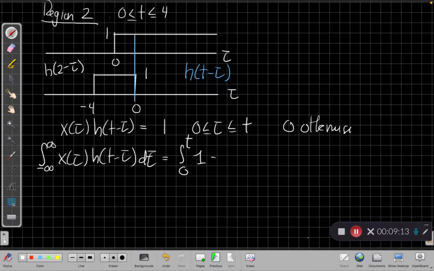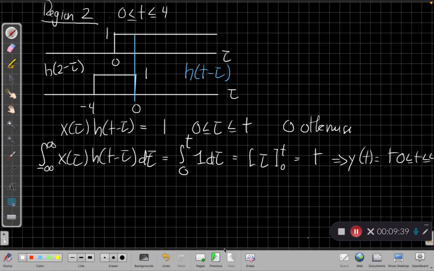And in that region, it's 1 d tau. And so that becomes a very simple integral: tau evaluated between 0 and t, which is t minus 0. So from 0 to 4, y of t is just going to be equal to t in this region. So it's going to be 0 up first and then start ramping up.